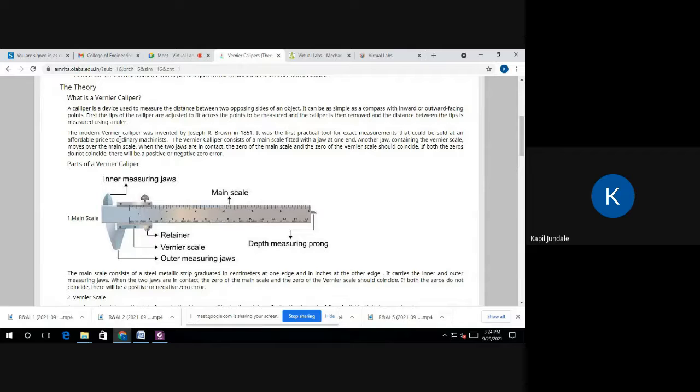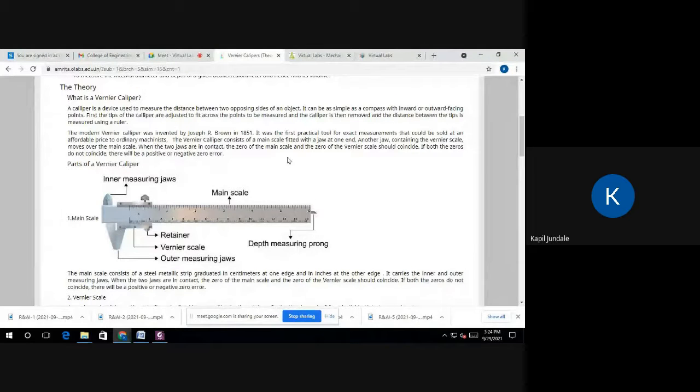Okay, the modern vernier caliper was invented by Brown in 1815. It was the first practical tool for exact measurement that could be sold at an affordable price to ordinary machinists. The vernier caliper consists of a main scale fitted with a jaw at one end. Another jaw contains the vernier scale, moved over the main scale when the two jaws are in contact.